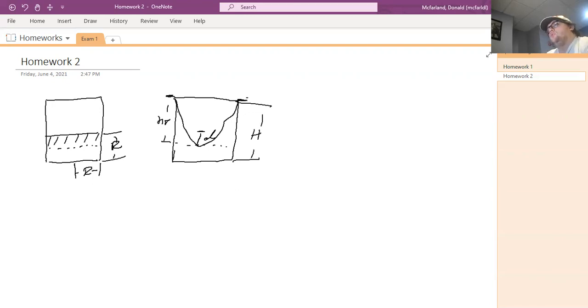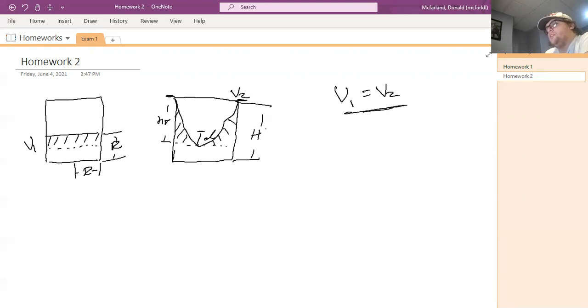So the first step to solving this problem is equating these two volumes. Now, since no volume is lost, we know that this volume right here, labeled as V1, and this volume in here, labeled V2, will be the same. So V1 will equal V2. So that's our first equation.